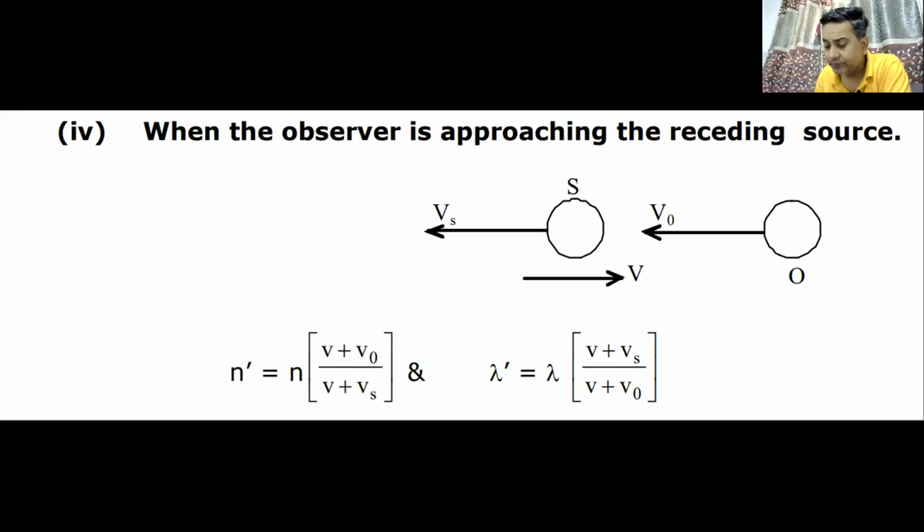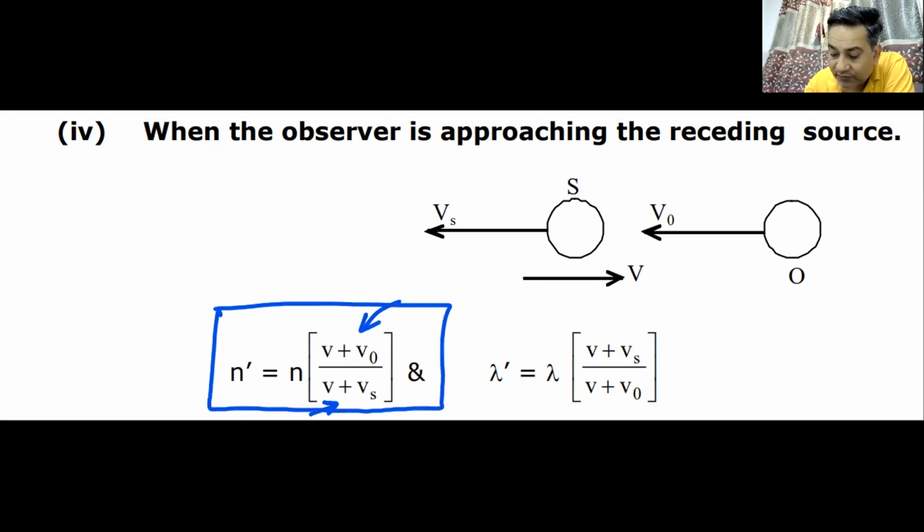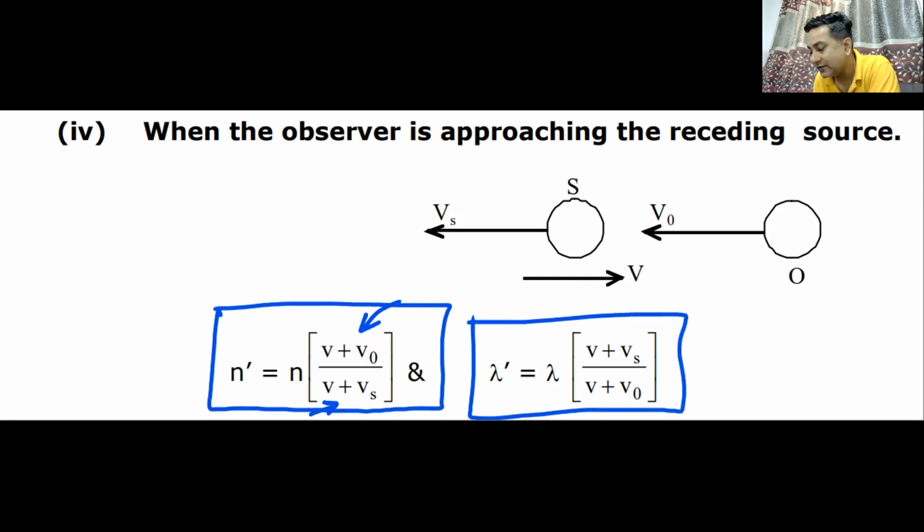That is the case right there in front of your screen. V plus V naught is multiplied, since the observer is moving towards. V plus Vs is divided, since the source is moving away. This is the formula for frequency and this is the formula for wavelength. Do we understand this? Yes or no? Yes, sir. I'll give you a minute to note this down.